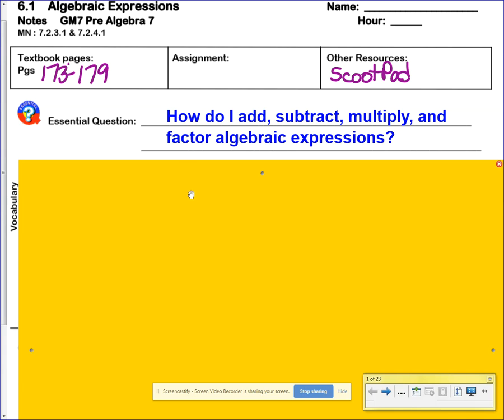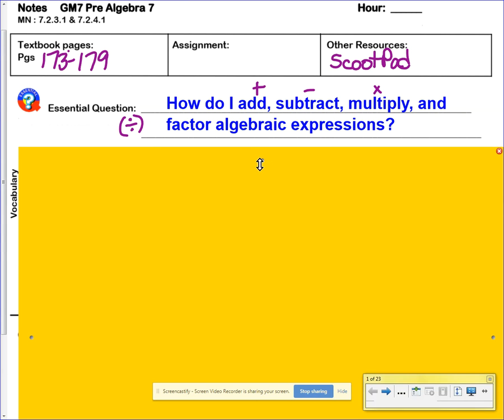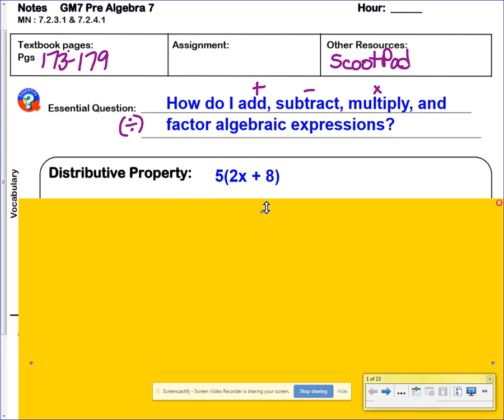So our essential question today, which also ties in to being exactly our learning target, just written as a question, is how do I add, subtract, multiply, and factor? Notice I didn't say divide, but in a way, it's kind of like we're going to break it apart, which means in a sense, we're kind of like dividing, but we're going to call it factoring, kind of like when you made factor trees. Algebraic expressions. All right, so here we go.